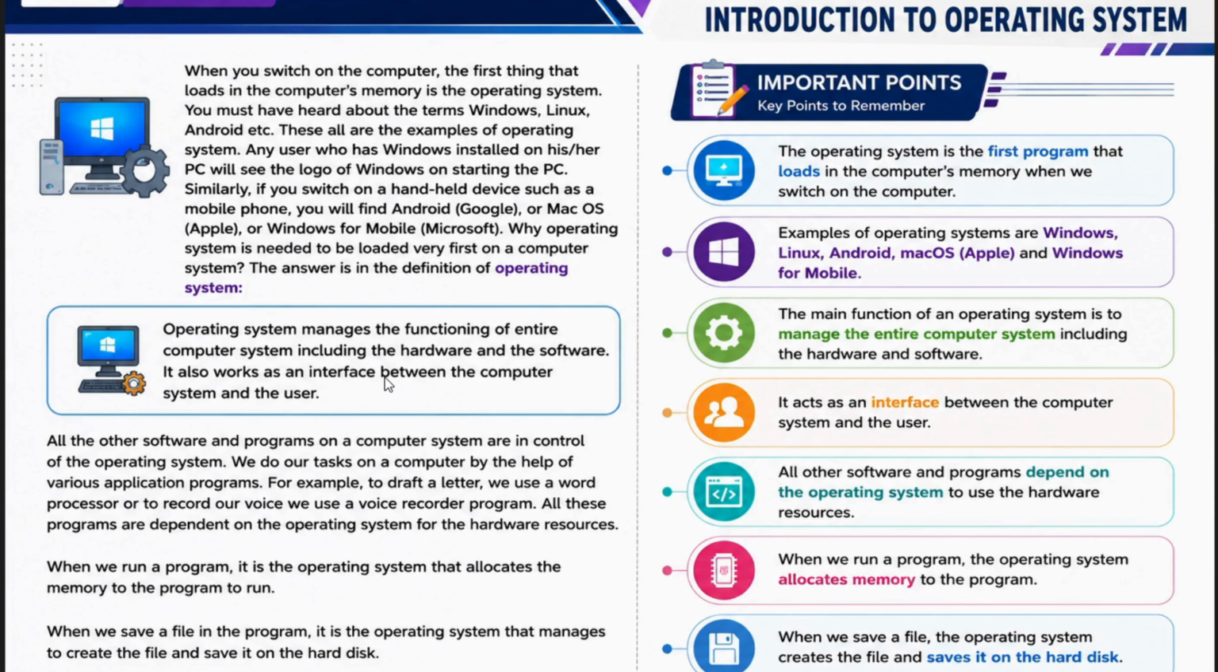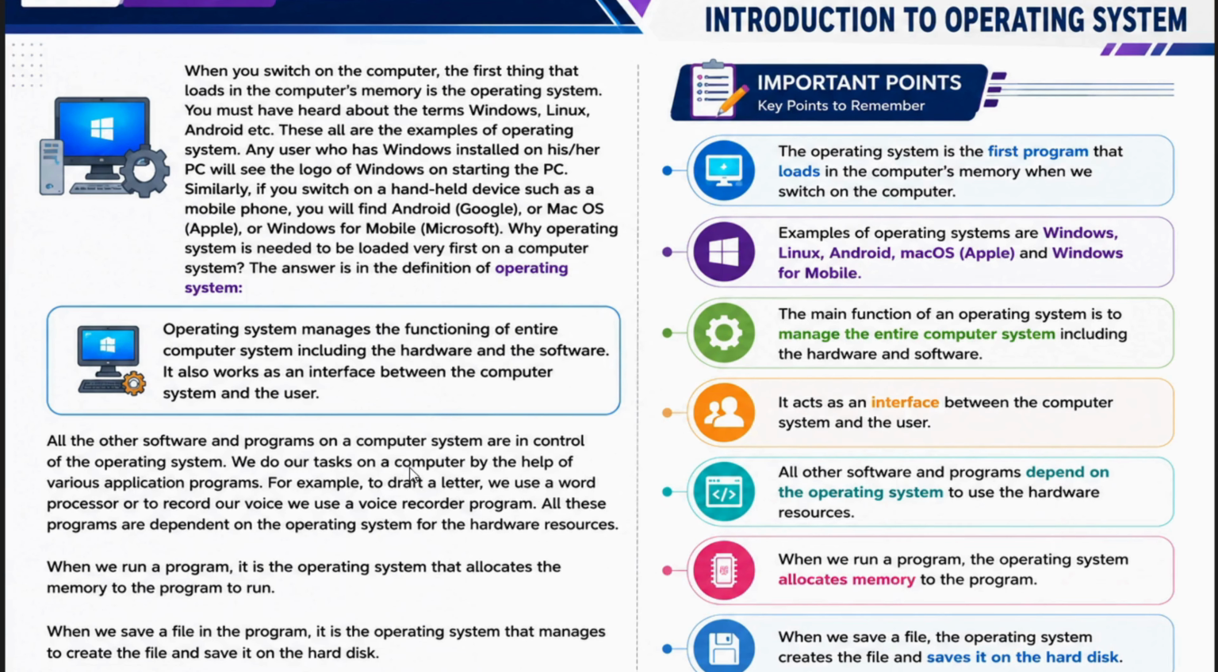Interface is the face through which you are interacting. We are looking at our computer system, and the computer system on the screen has the screen of the operating system. That is why it is called an interface. All the other software and programs on the computer system are in control of the operating system. This we have already told you. It controls the software also. The programs that you have in your computer system, the operating system controls all the software.